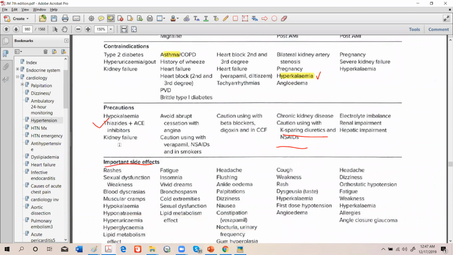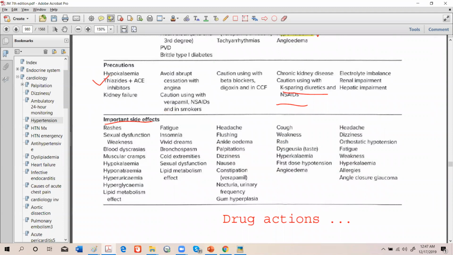And some important side effects, like diuretics. If you can remember, we used to remember all hypo. Few things are hyper, that's why we remember. So hypokalemia, hyponatremia, and a few hyper, like hyperuricemia. This is a very important thing. I can even tell you.